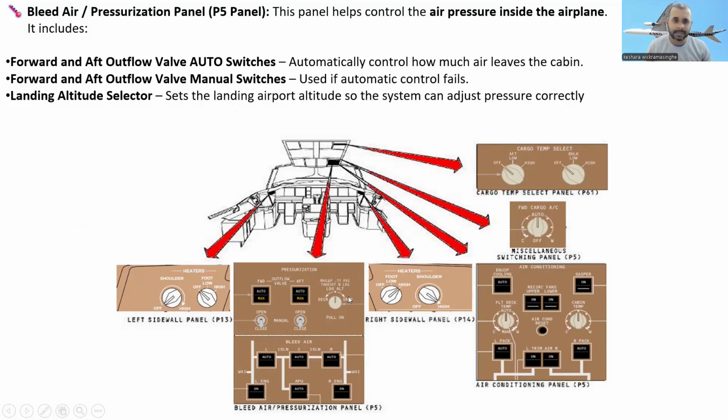All right, you can see the picture. This is the left sidewall panel P30 with heaters. You can see the shoulder and foot heaters for the pilot, and this one is the right sidewall panel P14, and this is the bleed air pressurization panel, P5 panel, situated in the overhead. And this one is the air conditioning panel P5. Same for the miscellaneous switches panel P5, forward cargo AC, and the cargo temperature select panel P61 is also situated here.